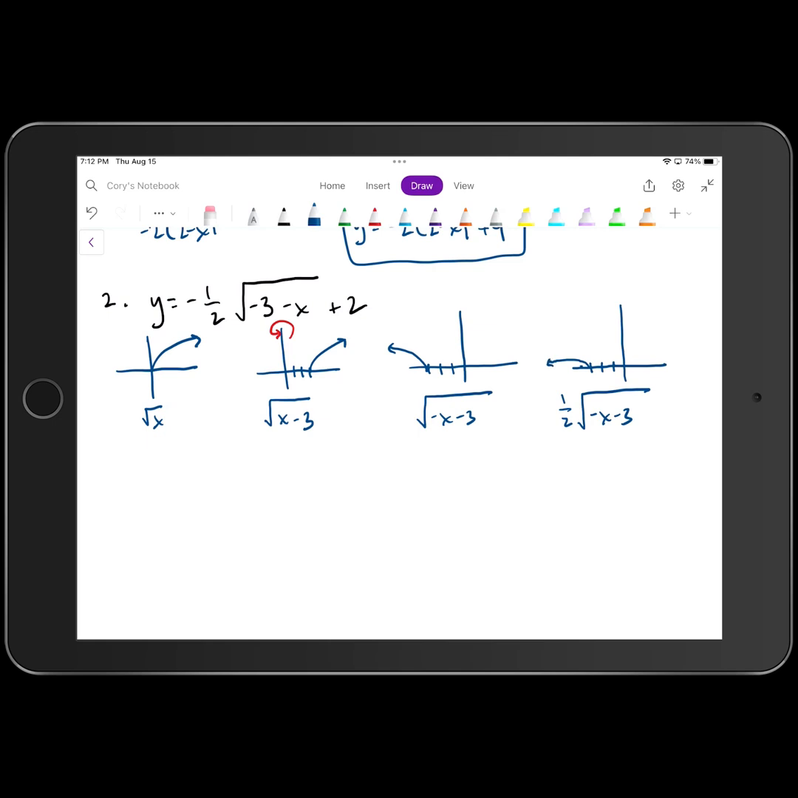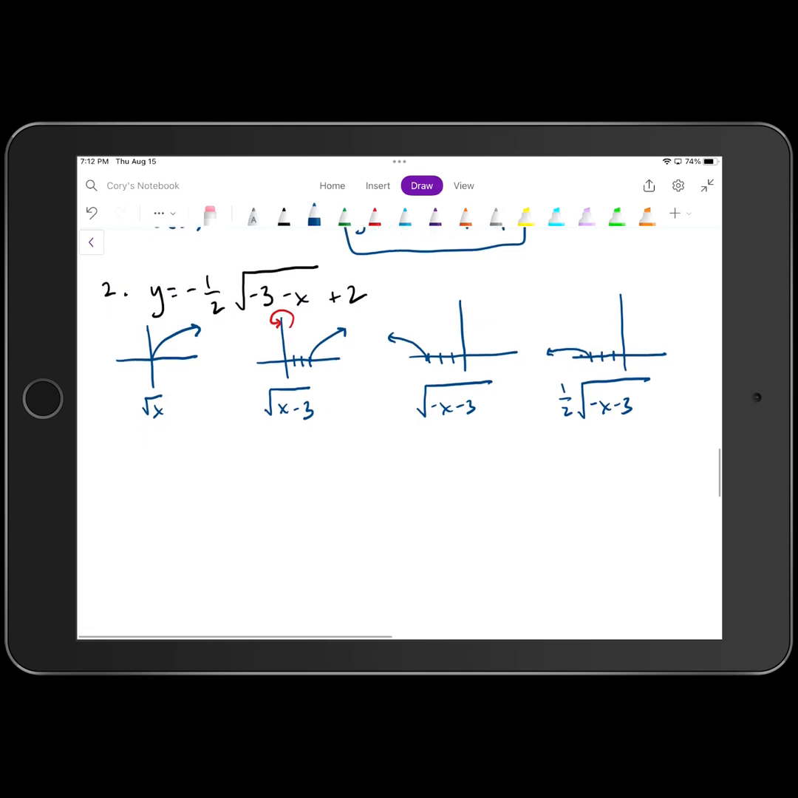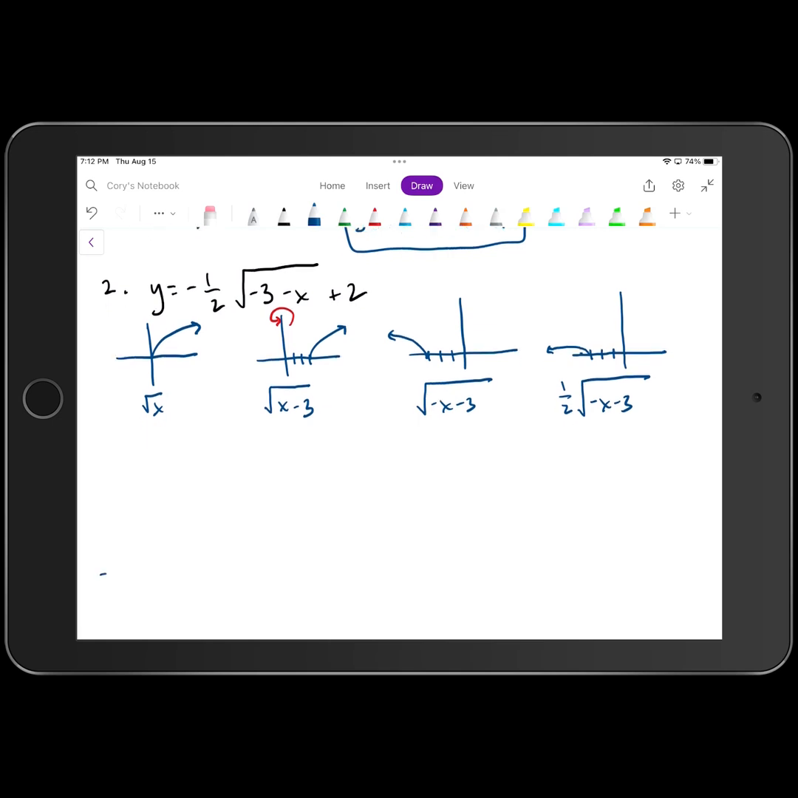I then am going to take the opposite of my entire function. So when I take the opposite of the entire function, the graph is going to get reflected across the x-axis, looking like so.